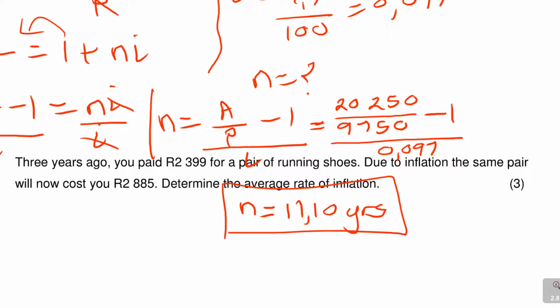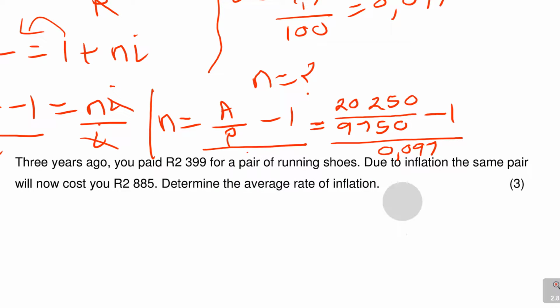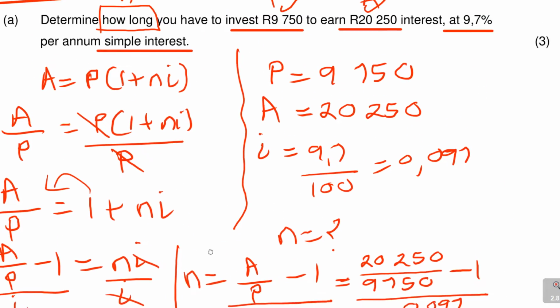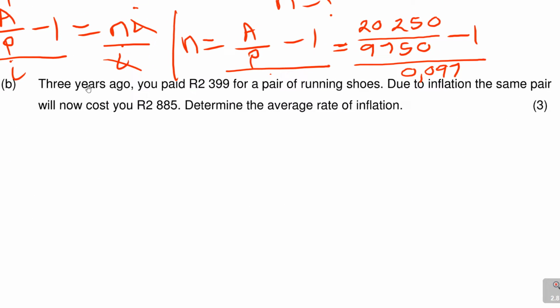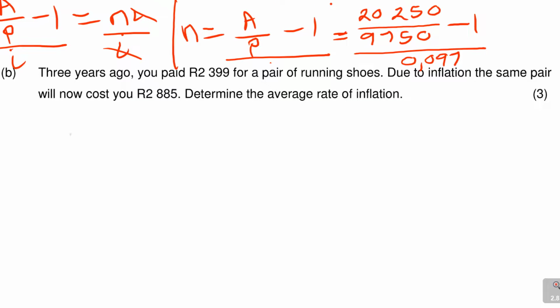So let's go to the next one here, which is, yes, question B. 3 years ago, you paid this for a pair of running shoes. Due to inflation, the same pair will now cost you this. Determine the average rate of inflation. Inflation, guys, is compound interest. A is equal to P. Now, compound interest says 1 plus i to the power n. But now with inflation involved, you come here, you put a minus. Inflation is the value, see, like this, because things are going down.